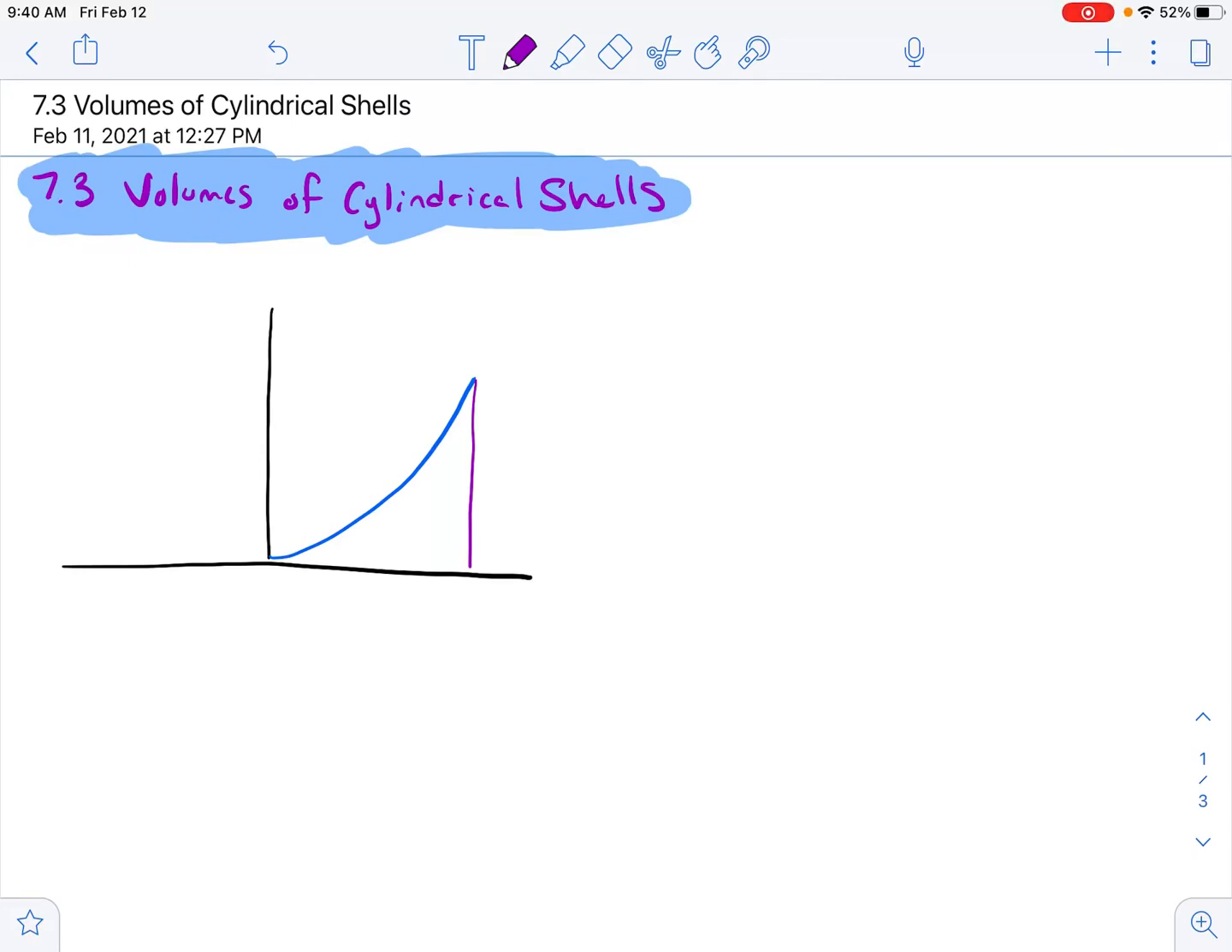Welcome back, everyone. In this lesson, we will extend our knowledge of finding volumes of solids of revolution. This time, we will focus on the method of cylindrical shells. It's a neat technique for where we would usually need to integrate with respect to y. It's a different way now to be able to do it with respect to x.